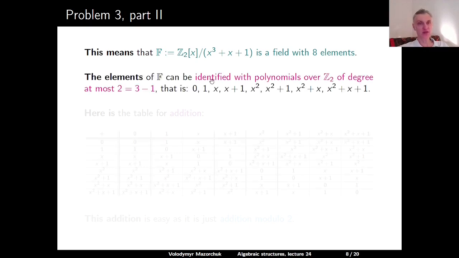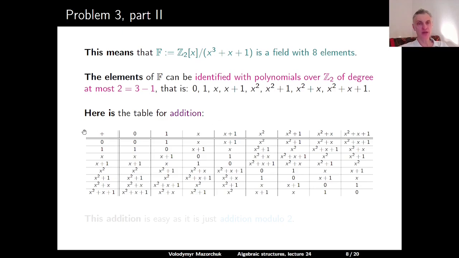And the elements of this field can be identified with polynomials over Z2 of degree at most 1 smaller than the degree of our polynomial. So at most 2, which is 3 minus 1. And here is a list of all such polynomials: 0, 1, x, x plus 1, x squared, x squared plus 1, x squared plus x, x squared plus x plus 1. It is very easy to write down the table for the addition in this field. It's just addition of the coefficients modulo 2. So that's the whole table. So of course 0 plus anything, we will get that anything.